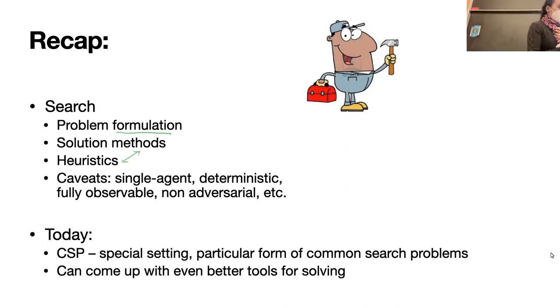But the problem here is that there are several caveats, right? We're only looking at one agent, okay? A single agent, it's deterministic. Right? It means that we basically know what we're going to do.